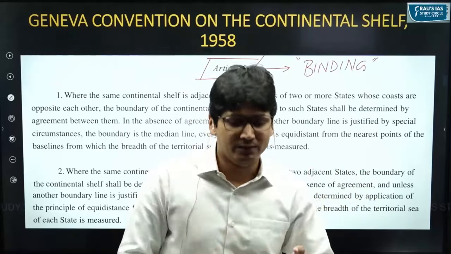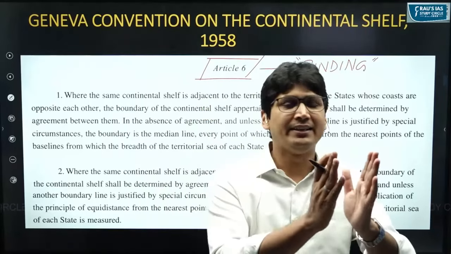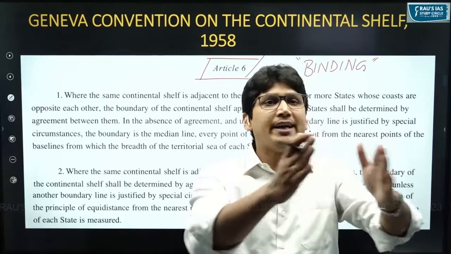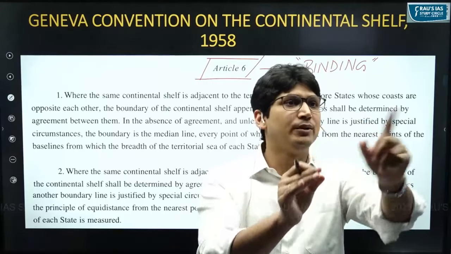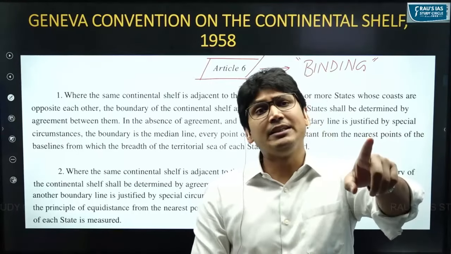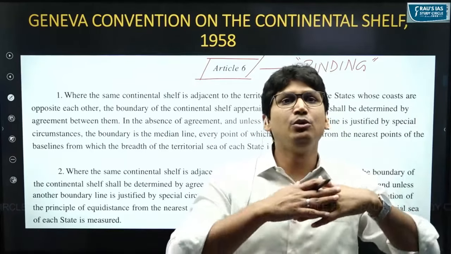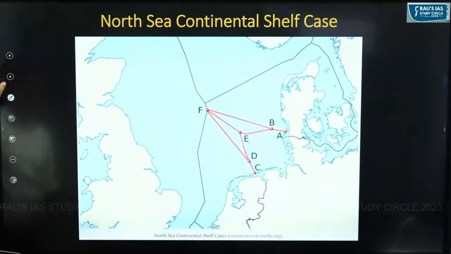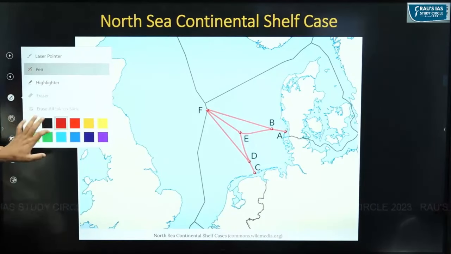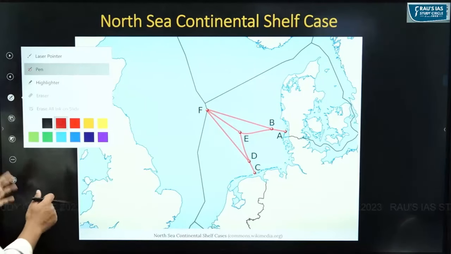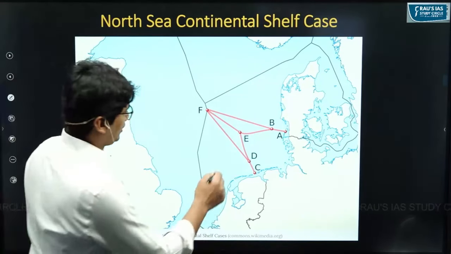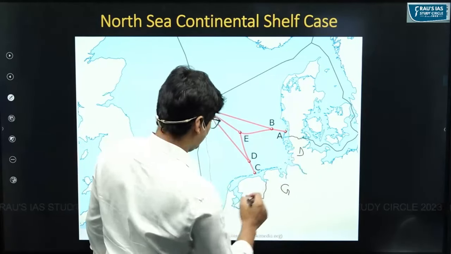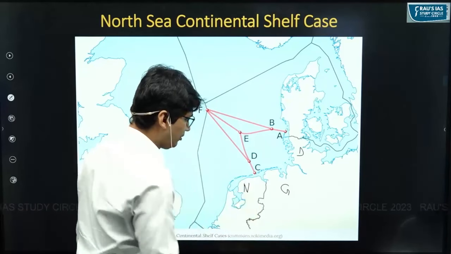So, on one hand, Netherlands and Denmark are saying that you have to divide the continental shelf based on the equidistant principle provided in Article 6. But Germany is saying that if you do this, then I will lose a substantial share. Understand this part here first. I'll use black. So this is Germany. This is Denmark. This is Netherlands. Tell me if I'm wrong.